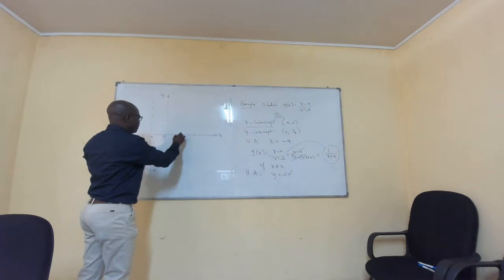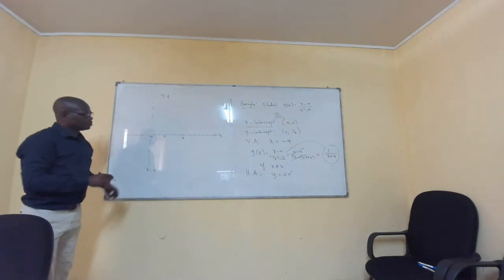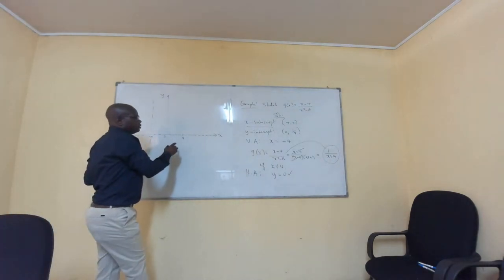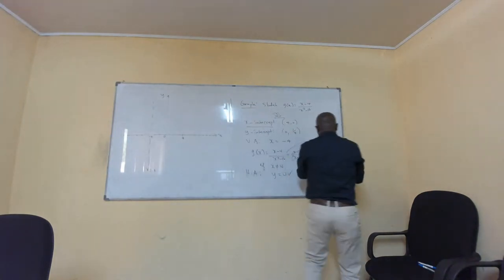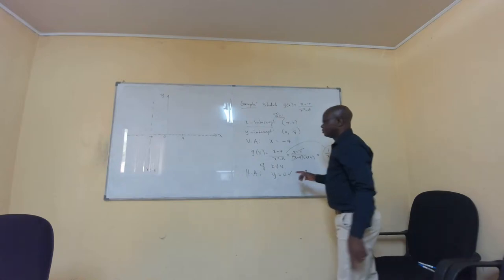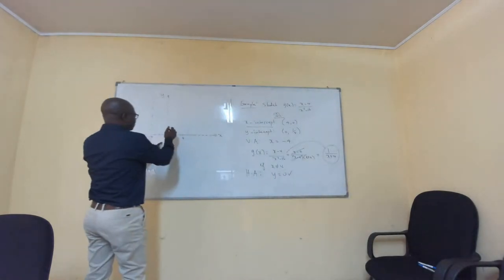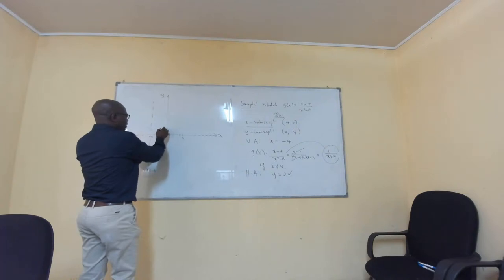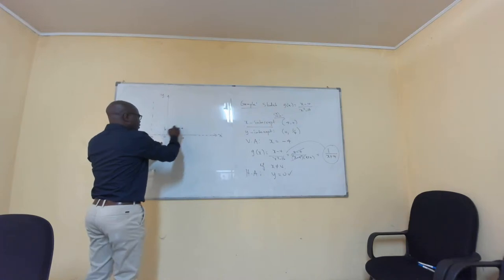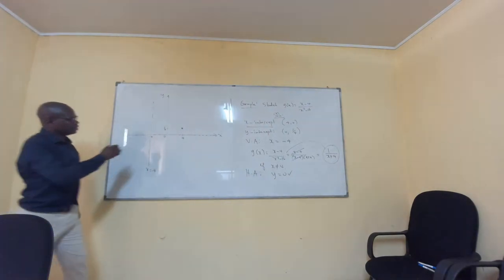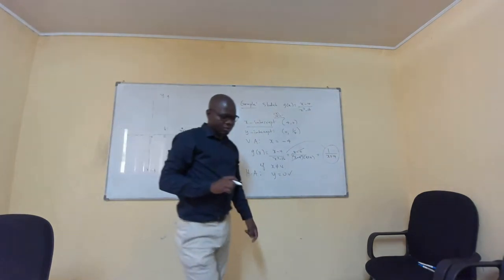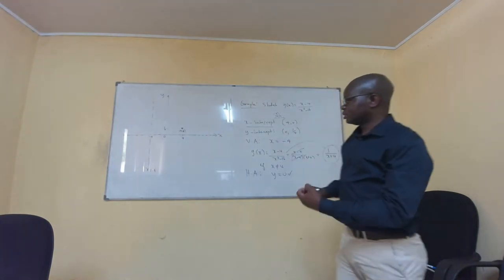4, we can put 4 there. When you put 4 here, it's going to be 1 over 8, right? So it will be 1 over 8 somewhere here. So here, I'll put a circle around this point (4, 1 over 8). I'll put a small circle to show that it is perforated, it is removed.